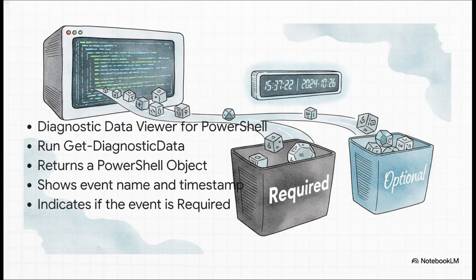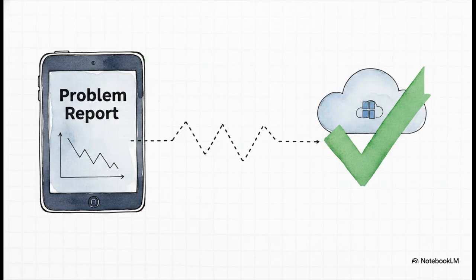Now, for the power users out there who prefer the terminal, you can skip the graphical interface entirely. Running a simple PowerShell command, Get-DiagnosticData, pulls these exact same event objects right into your terminal window. It will show you the event name, the timestamp of when your device saw it, and crucially, it will clearly indicate if that specific event is flagged as required or optional. There's also a dedicated page specifically for your system crashes. Remember those error reporting dumps we talked about earlier? If you navigate to View Problem Reports, you can see a summary of all of them, along with a definitive green checkmark confirming whether that specific crash dump successfully made it to Microsoft servers or not.